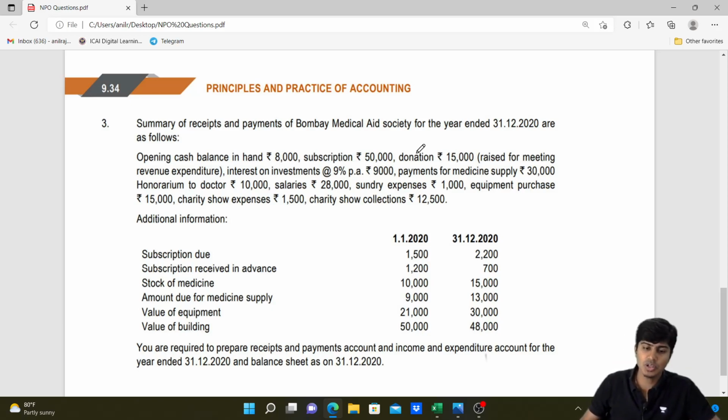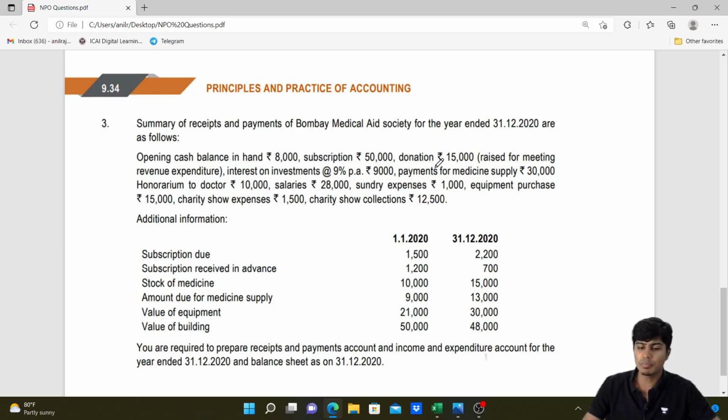Then we have interest on investments at 9%. This is the money received. This should become a receipt as well as income. If there is no adjustment, the same money will become our income. However, if there are some adjustments with regard to accrued interest, we will adjust it and then write it as income in income and expenditure.